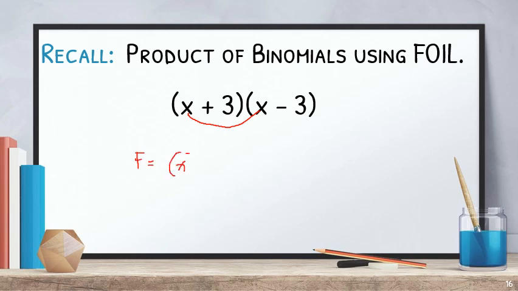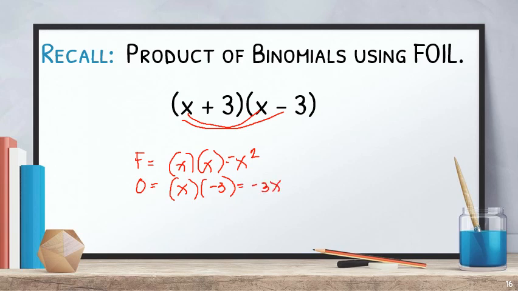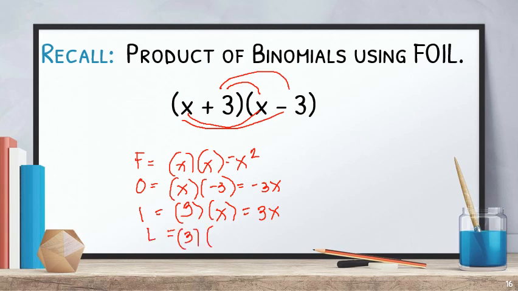So we have x multiplied by x is equal to x squared. The outer term, so we have x multiplied by negative 3. So we have negative 3x. Next, the inner term. So we have 3 multiplied by x. So we have 3x. And lastly, the last term, which is 3 multiplied by negative 3, and that is negative 9.